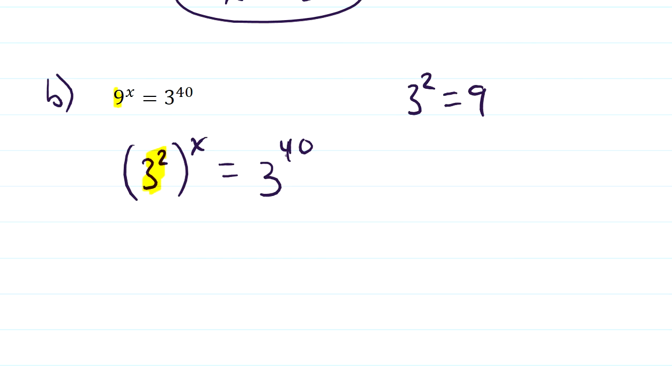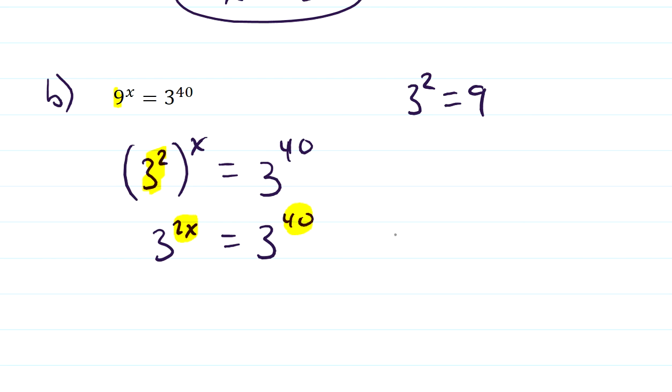Now, on the left-hand side, I'm going to use the power to a power rule. I've got 3 squared raised to the x power. So that is 3 to the 2x power, and that equals the number 3 to the 40th power. The only way that these two powers can be equal is if their exponents are the same, because they have the same bases already. So that's only possible if 2x is the same thing as 40.